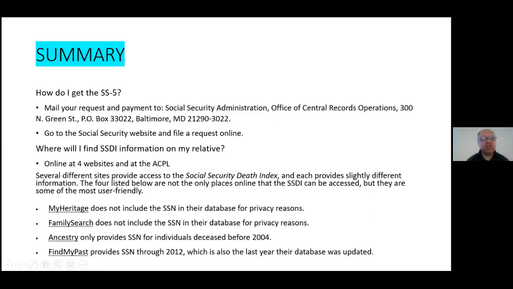And the second question is, where will I find the SSDI information? You can find it online at four websites and at the Allen County Public Library using our resources here. Now, these are the four, and there are differences. MyHeritage does not include the Social Security number in the database. FamilySearch does not include the Social Security number. Ancestry only provides Social Security numbers for individuals deceased before 2004. And Findmypast provides Social Security numbers through 2012. So you can see Ancestry and Findmypast provide more information about Social Security numbers than the other two.